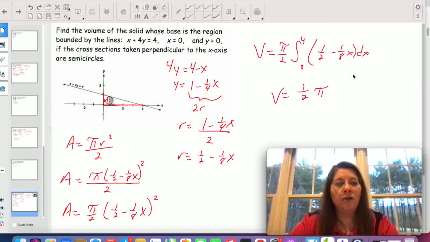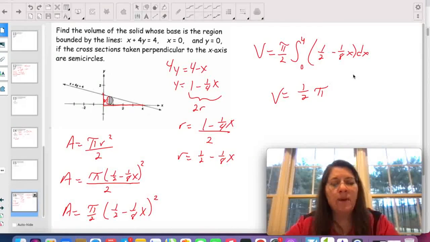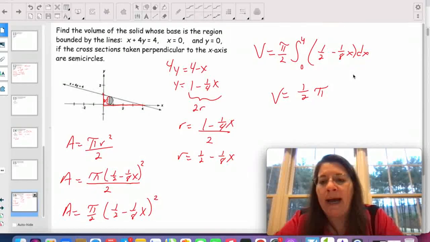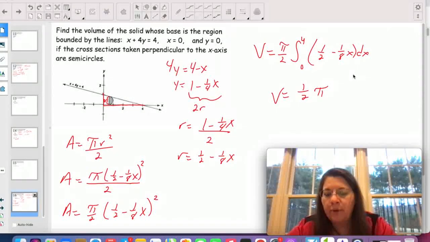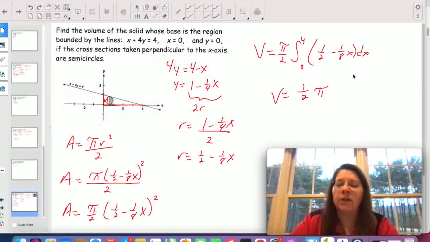So that's it. You're going to have some practice on these. Most of the practice is going to be perpendicular to the x-axis. There will be a few maybe perpendicular to the y-axis, but most of the time the problems that you see for this are taken perpendicular to the x-axis. So that's what we're going to do the most practice with.